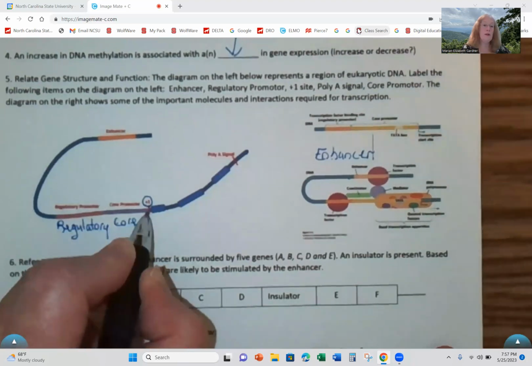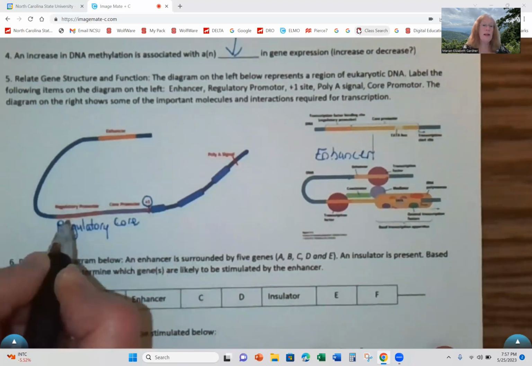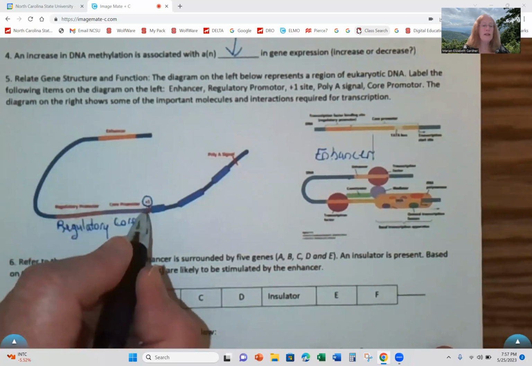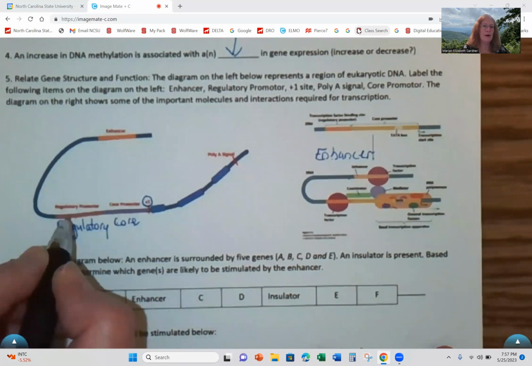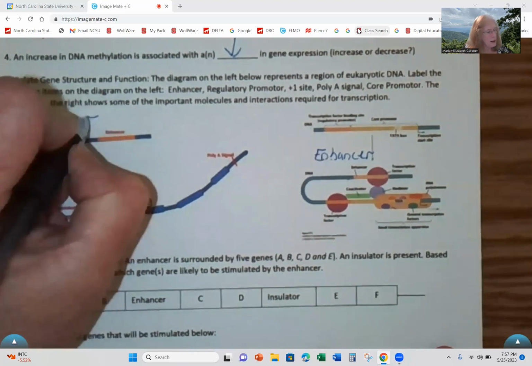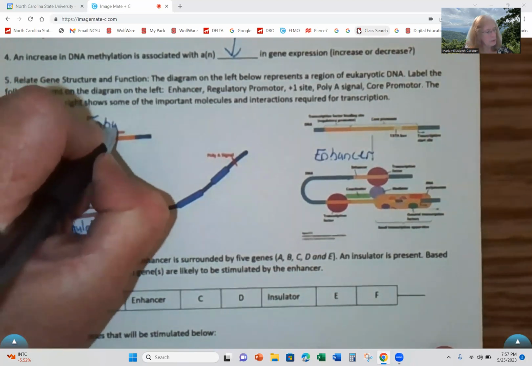Core promoter is closest to the start of transcription, regulatory promoter a little further upstream, but both of these are upstream from the start of transcription. And here is my enhancer.